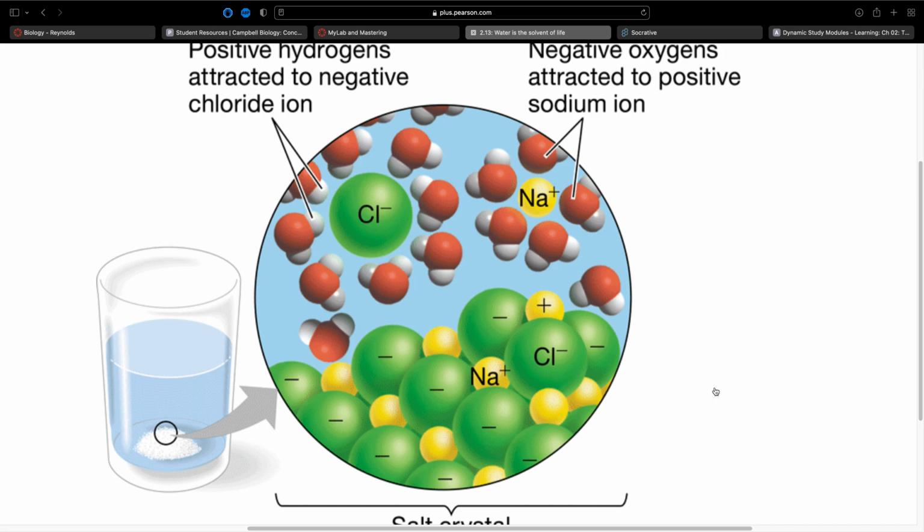How do they surround it? The negative ion is surrounded by the positive side of water, the white hydrogen. The positive sodium is surrounded by the negative side of oxygen on the water. The only way to get these two back together again is to evaporate the water out, and then they can snap back together again.